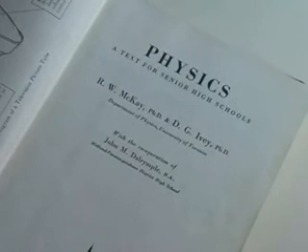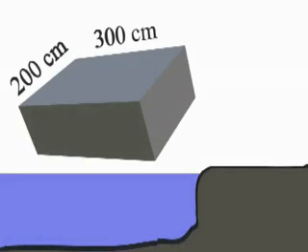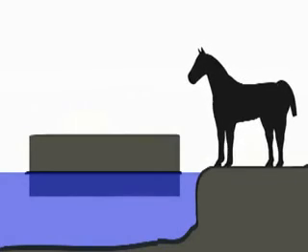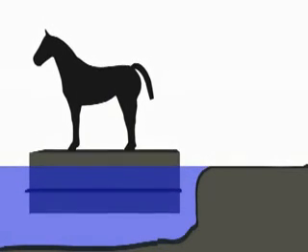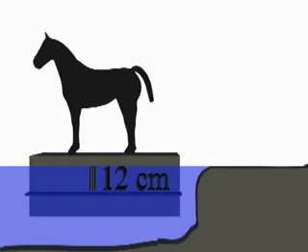In physics many years ago, our instructor posed this question. A rectangular barge, 300 centimeters long and 200 centimeters wide, floats at the edge of a freshwater lake. A horse jumps into the barge, and the barge sinks 12 centimeters. How much does the horse weigh?